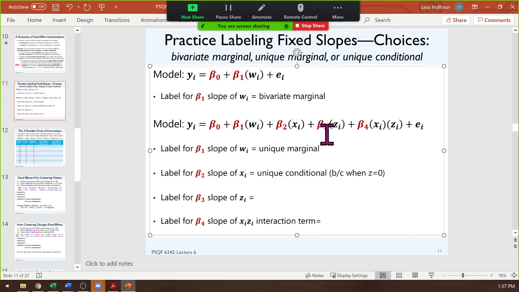Likewise, beta 3 for the slope of z. Do you see z anywhere else in the equation? Yep. So that means it is also unique and conditional, and the same idea but in reverse. The only time when the effect of z is given only by beta 3 is when x is 0 and this last term drops. So beta 3 is now the slope of z, specifically, conditionally, when x is 0.